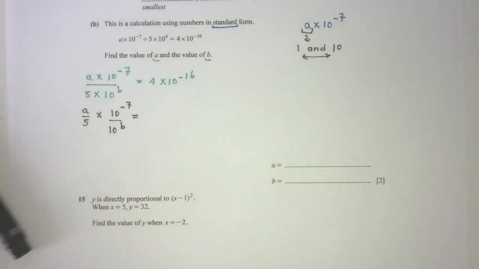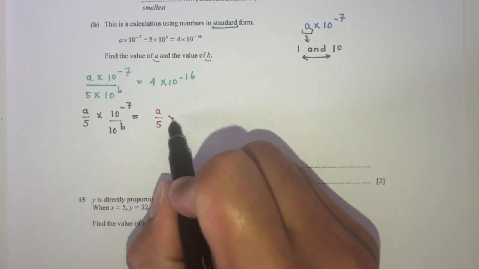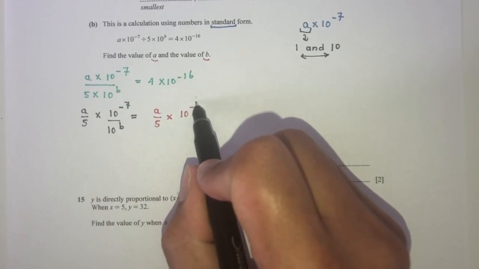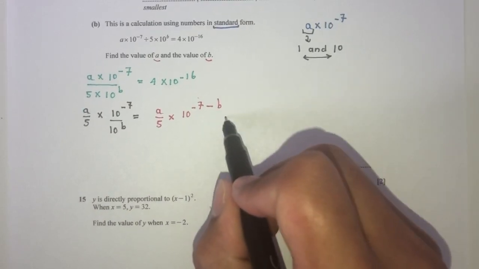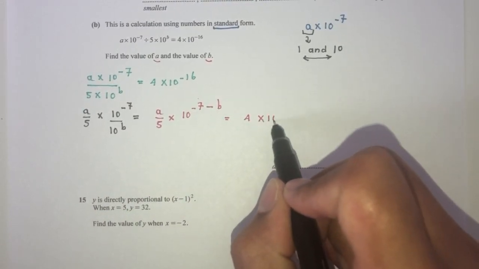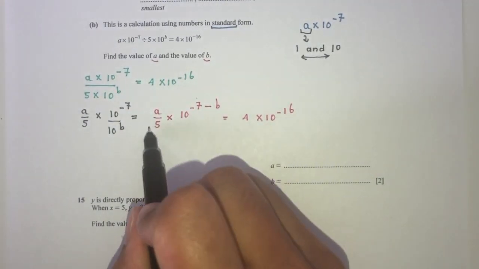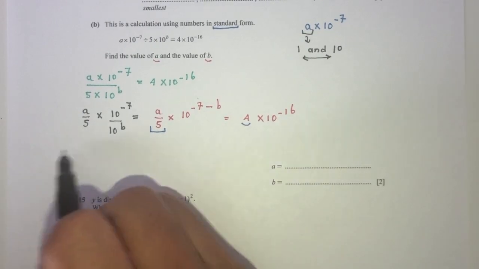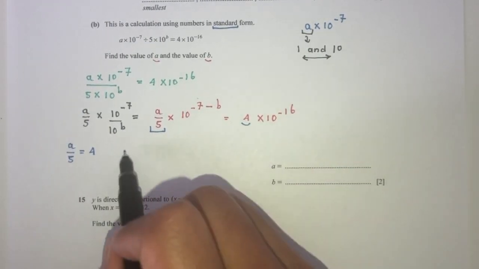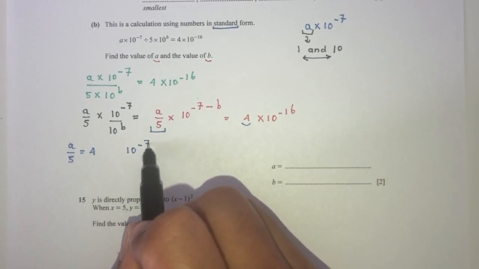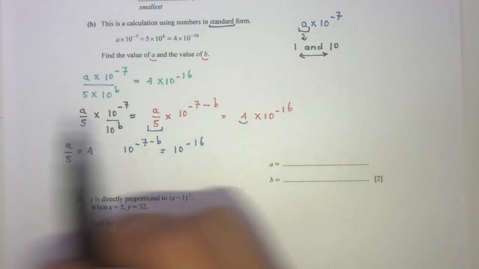Simplify. Obviously here we have a over 5 times, this will become 10 power minus 7, divide becomes minus, this is b, is equal to 4 times 10 power minus 16. Now we can solve this by comparison. So we'll compare this one to this one. You would say a over 5 is equal to 4, and 10 power minus 7 minus b is equal to 10 power minus 16.